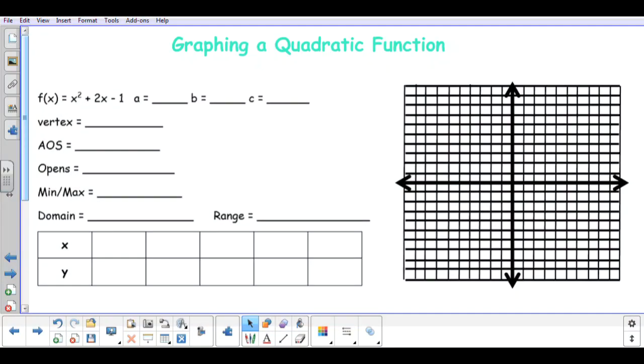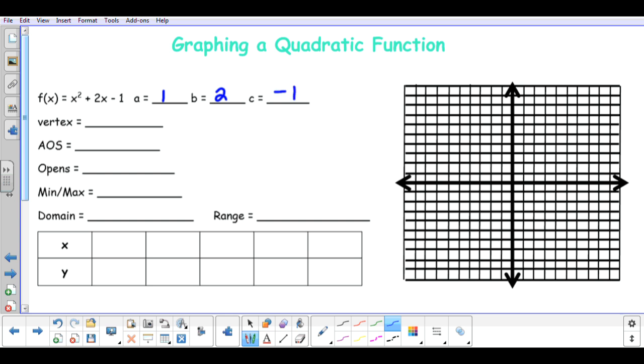So now we know how to identify the vertex, the axis of symmetry, how the parabola is going to open, and its min and max. So we're going to put all of this together and graph our parabola. So in this problem, I have x squared plus 2x subtract 1. And I am going to identify the a, the b, and the c. So my a is 1, my b is 2, and my c is negative 1.